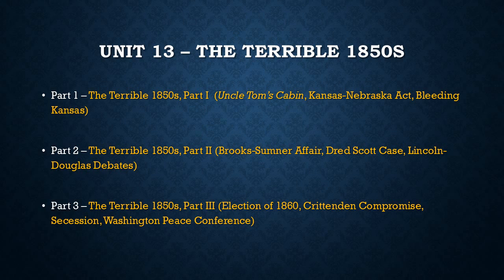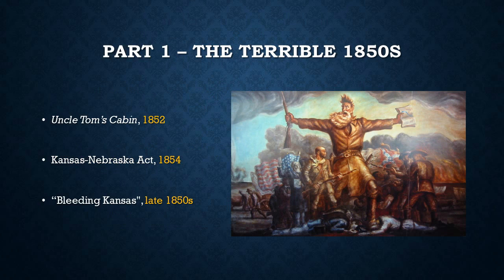And so in part 1, we're going to discuss things like Uncle Tom's Cabin, a very important novel in American history, something known as the Kansas-Nebraska Act, and then Bleeding Kansas. And then we'll get into some other events in part 2 and in part 3. But this is part 1 of the terrible 1850s.